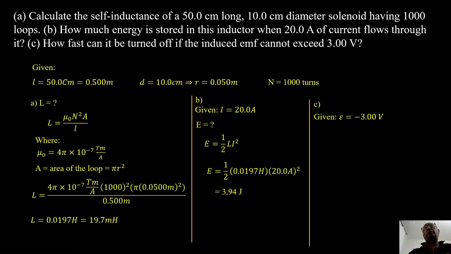We are asked to find the time, and we know that the induced voltage is given by negative of the inductance multiplied by the rate of change of current. So we are asked to find delta t, so we multiply both sides by delta t, divide both sides by the induced voltage, and that yields delta t equals negative L times delta I over E.